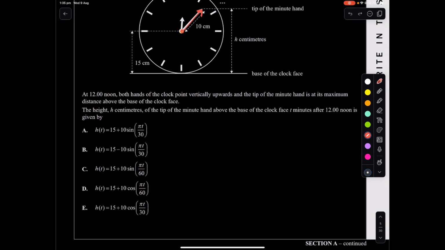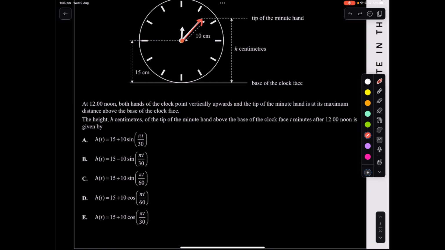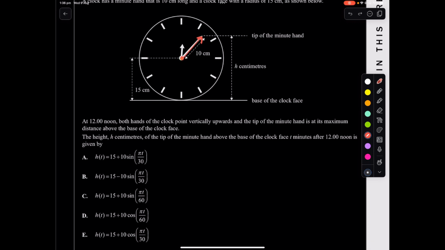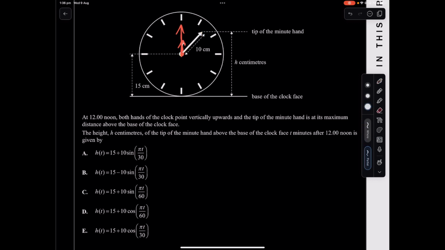Okay, so at 12 noon, both hands of the clock point vertically upwards. Makes sense. So this over here is how it looks. Let's say this is your long hand, and they both point upwards at 12 noon. It's telling us both hands of the clock point vertically upwards and the tip of the hand is at maximum. So we know that the minute hand is at its maximum distance above the base of the clock. So this is your base. Oh, sorry, that's not your base. This is your base.